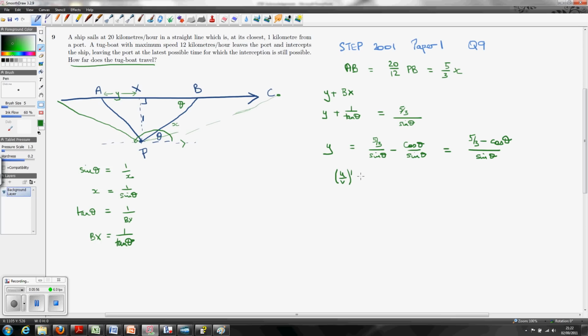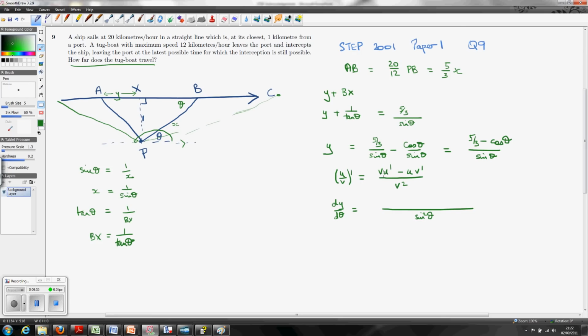I need to remember a formula here: the derivative of u over v is something over v squared, and it's v u dash minus u v dash. So it's v times the derivative of u, minus u times the derivative of v, all over v squared. So dy by d theta is equal to something over v squared. Well, v is sine theta, so it's something over sine squared theta.